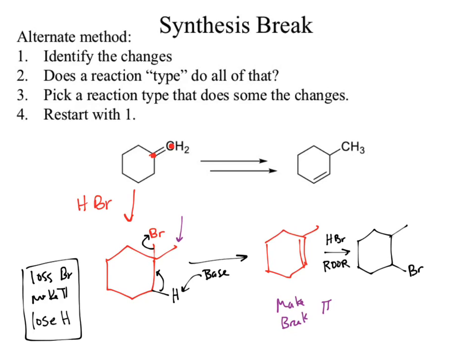Okay. Now what? We got to go from that bromine up to this guy. What things changed? Made a pi bond. Lost bromine. Lost hydrogen. All of that is something that is characteristic of an elimination reaction. So let's do an elimination. Let's add our base. Where does the base eliminate?